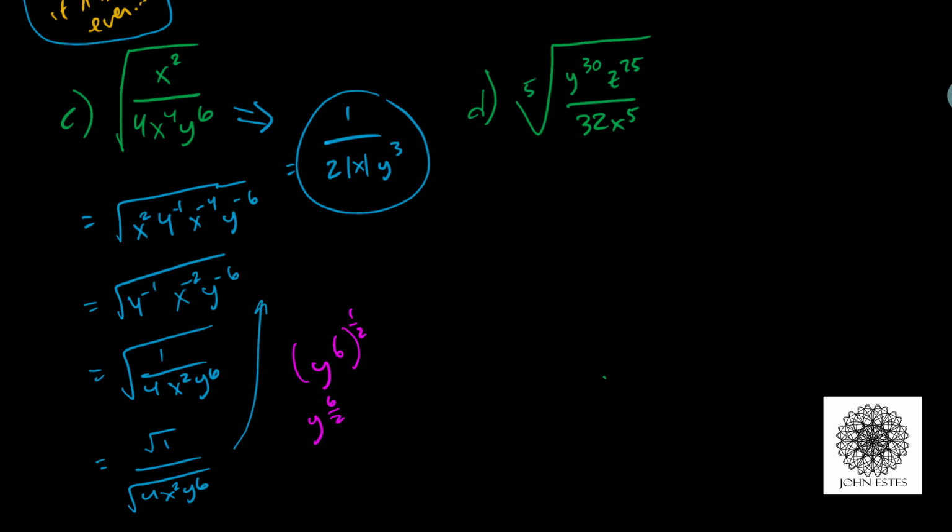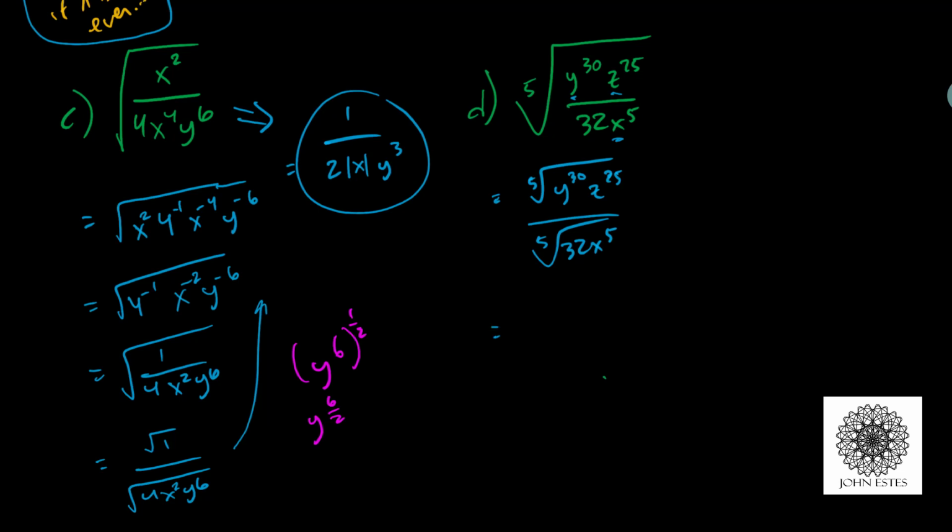We have the 5th root here. And this time, since my denominator and my numerator have no common terms or variables, it's not very helpful for me to bring everything up to the numerator, because I can clearly see here that if I have the 5th root of y to the 30th, z to the 25th power, over the 5th root of 32x to the 5th, I believe I can work all this out.